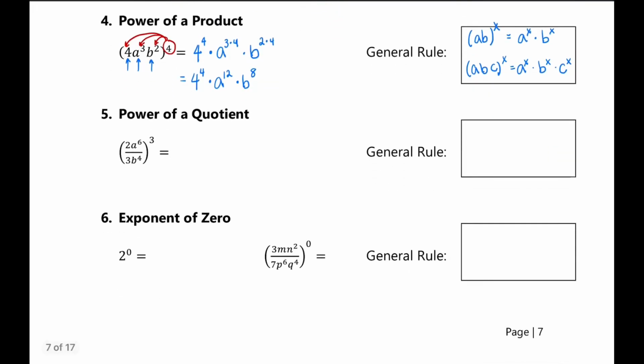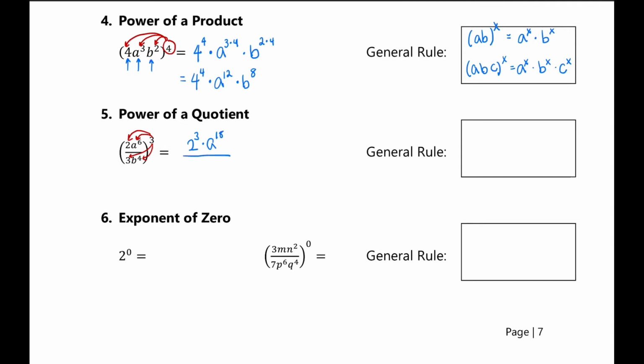Number 5, power of a quotient. This time we have a quotient as the base of a power. So power of a quotient works the same way as a power of a product. But in this case, we will have to distribute it to the numerator and denominator. So we have 2 to the power of 3 on the numerator times 8 to the power of 6 to the power of 3, so 18.